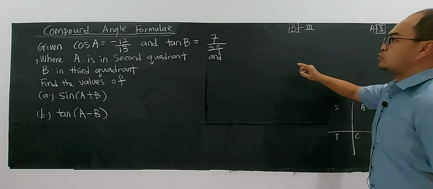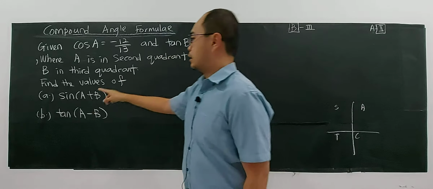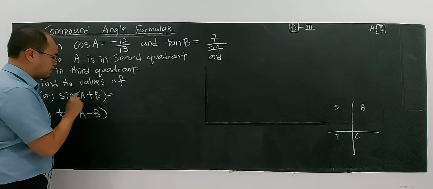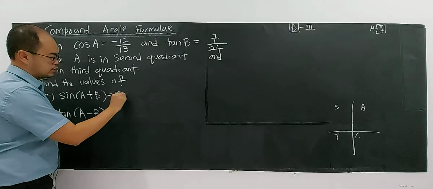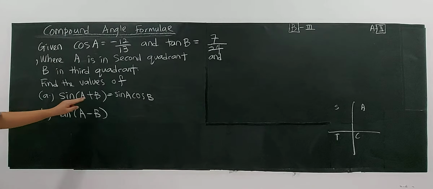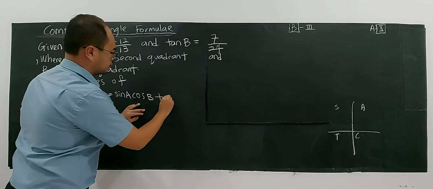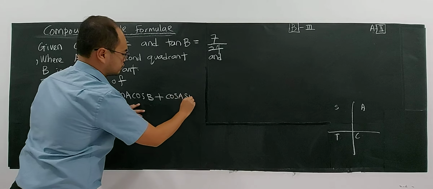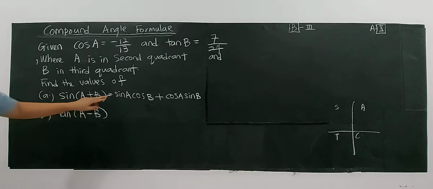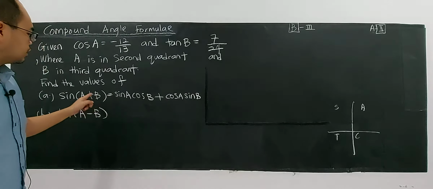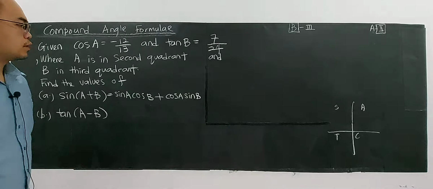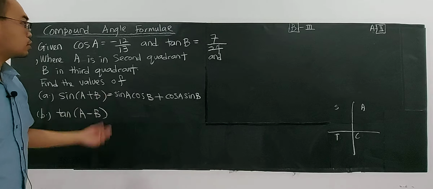Let's say I want to evaluate sine A plus B, right? As I know, sine A plus B is a compound angle formula, which you can write using sine A cos B plus cos A sine B, right? Because if this is minus, then this will be negative, right? So now you need the value of sine A, which is not given. Cos B is also not given. Cos A is given, but sine B is not given, right?